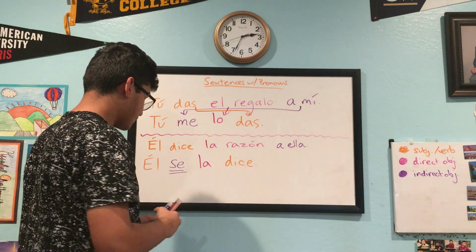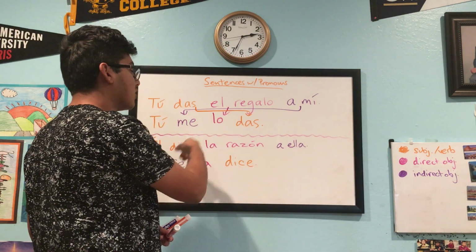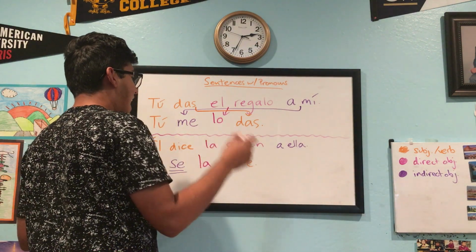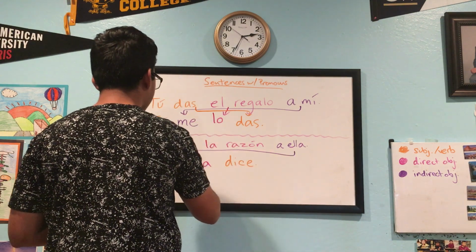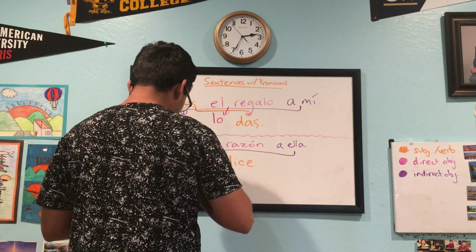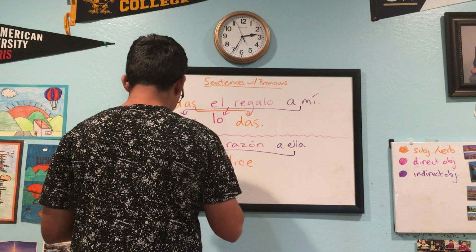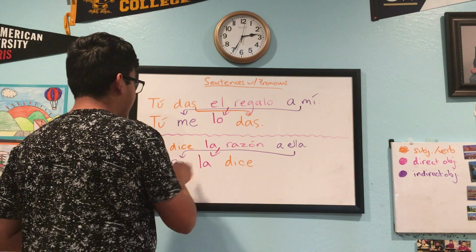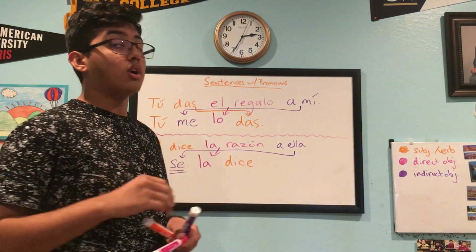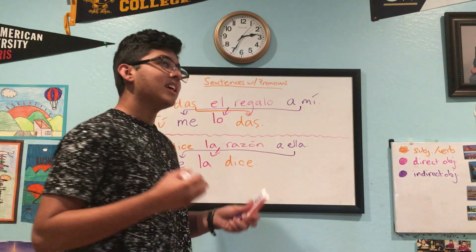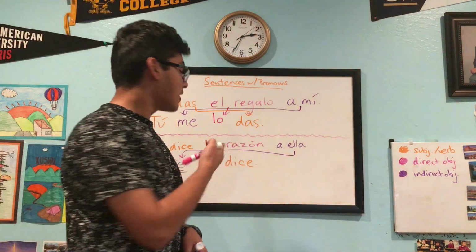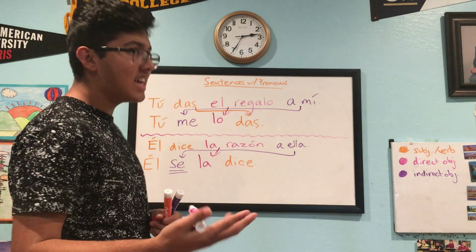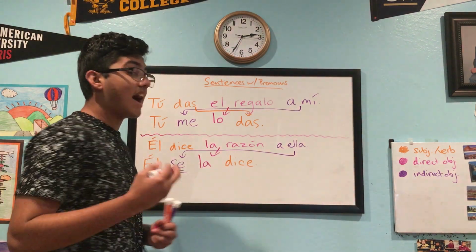Okay? So this is what it'll be. Tú me lo das. The second example: he tells the reason to her. Essentially it's the same concept. The a ella comes first. Then comes la razón, which means the reason. And then dice comes last. Also remember, it's a se, because you can't have a le lo or a le la. You want it to be a se because se just sounds more right. That's just a quick rule you should know: le changes into se when you have a direct object that's lo or la after it.